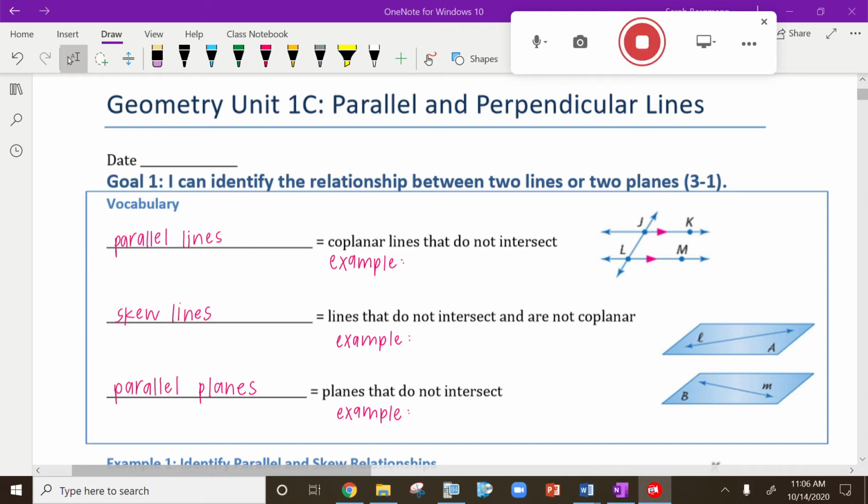Hello everyone, this is the first video for Unit 1C about parallel and perpendicular lines. This comes from Chapter 3 in your book. First we need to identify some vocabulary words.